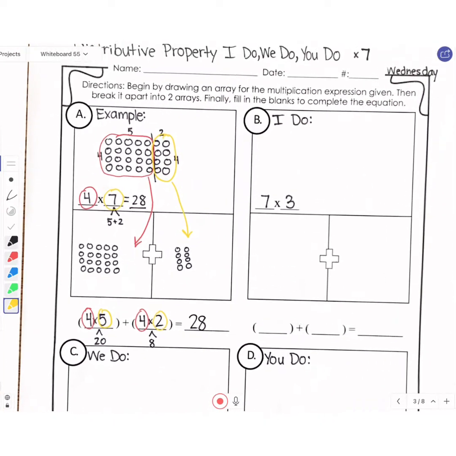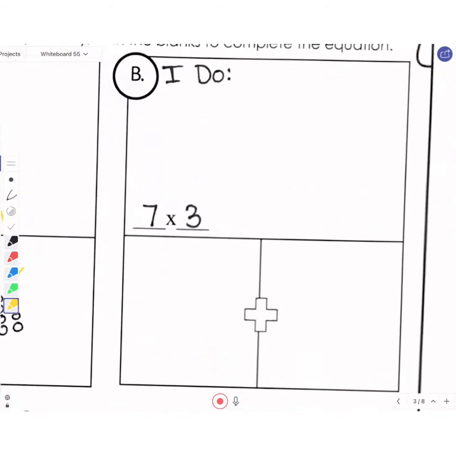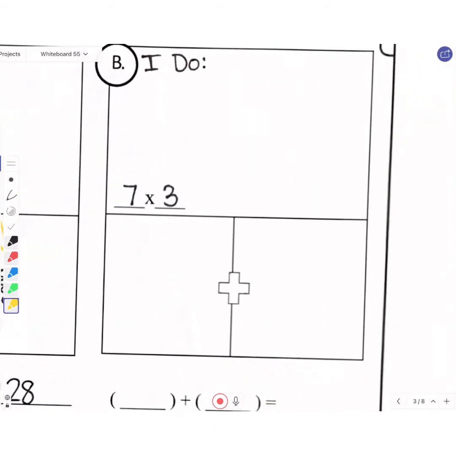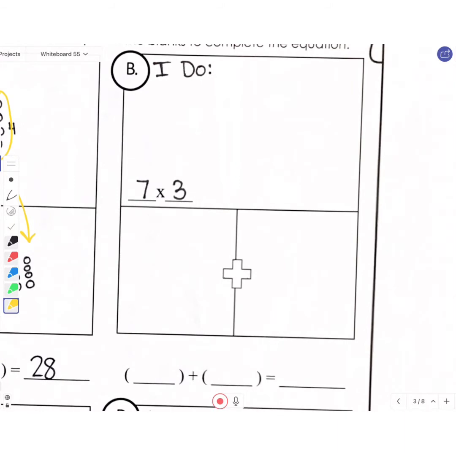So for my I do, I'm going to go ahead and show you how to break apart the 7 in 7 times 3. So I'm going to go ahead and get my blue pen out. I'm going to break apart the 7 into 5 and 2. You can break it apart into whatever you want to show your understanding of distributive property, but I think 5 and 2 make things much easier to solve. So I'm going to start with drawing 3 down, and then 2, 3, 4, 5, 6, 7 across, repeated for each row.